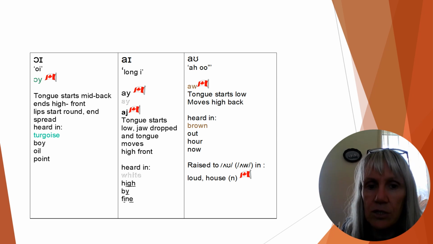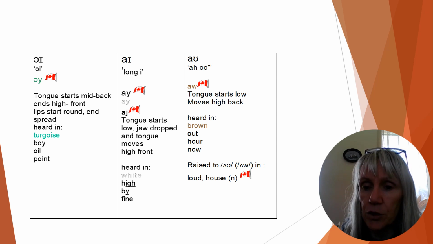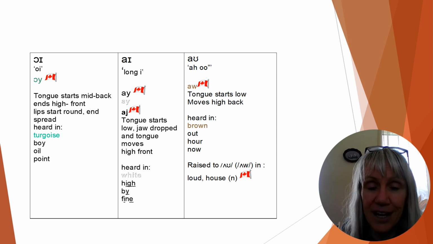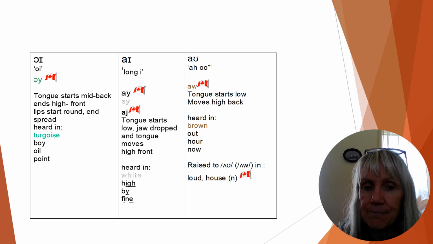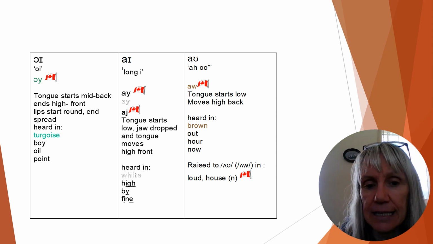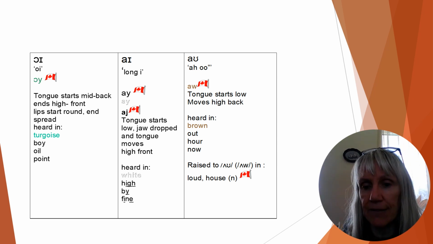A, tongue starts low, moves high back. Heard in brown, out. Again, this is where the Canadian raising comes in with the way I say out. Hour, now. So we'll see it in loud and house. We may have that raising.